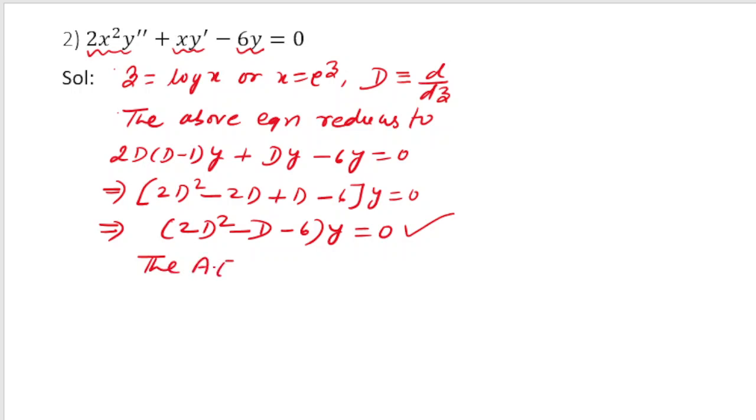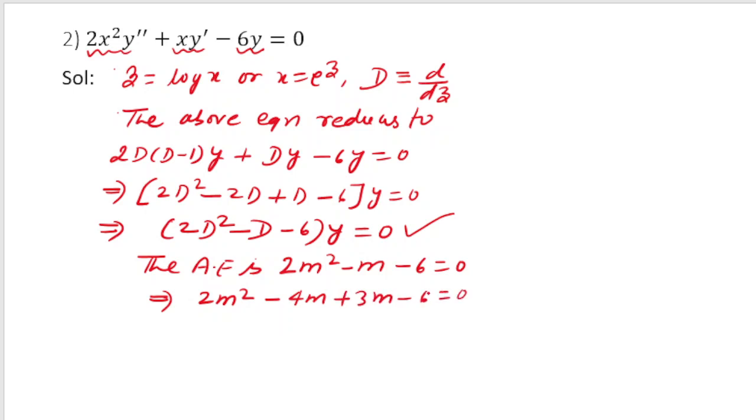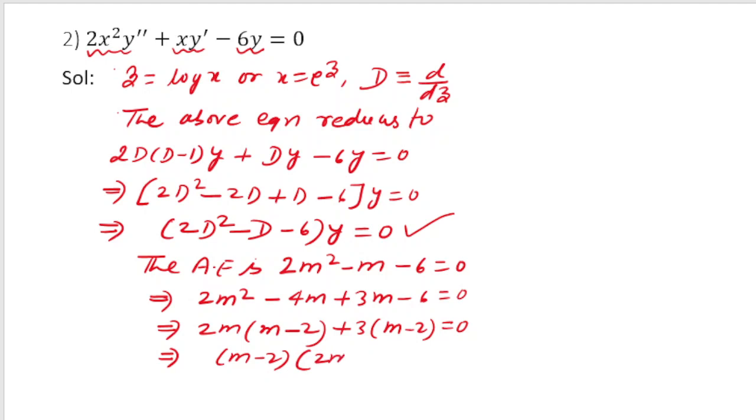So what is the process? The auxiliary equation is 2m square minus m minus 6 is equal to 0. We need to factorize this, so I can write 2m square minus 4m plus 3m minus 6 is equal to 0. I hope it is clear. So now I can take 2m common and I will get m minus 2. From here I can take 3 common, I will get m minus 2. So I can take m minus 2 common and I will get 2m plus 3 is equal to 0. So m is equal to 2 and minus 3 by 2.